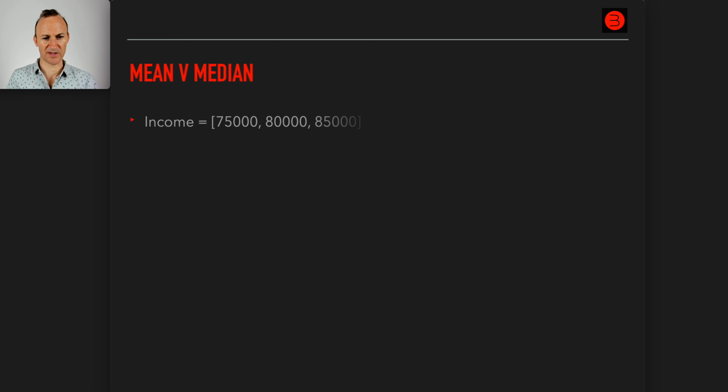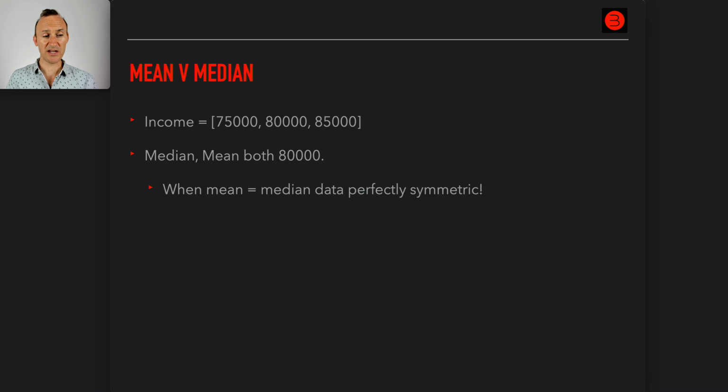Okay, let's keep going with that example. So 3 incomes, 75, 80, and 85,000. The median and the mean are both 80,000 here. When the mean equals the median, the data is perfectly symmetric. That almost never happens with big data, but when they're close, you have symmetric data. Otherwise, it's kind of skewed.